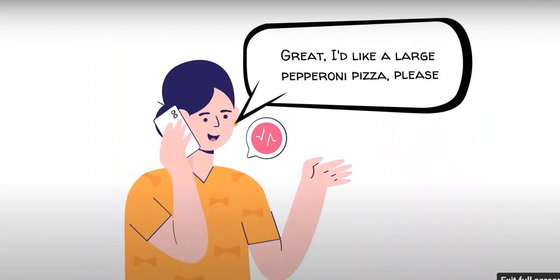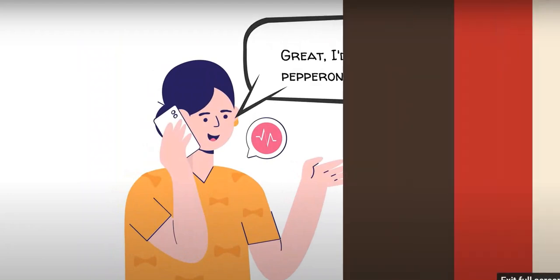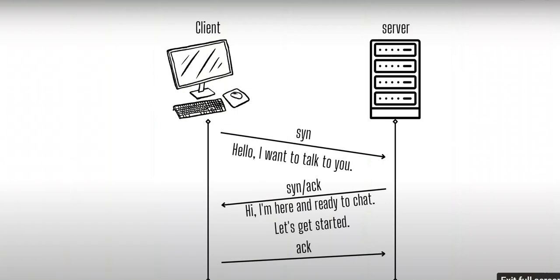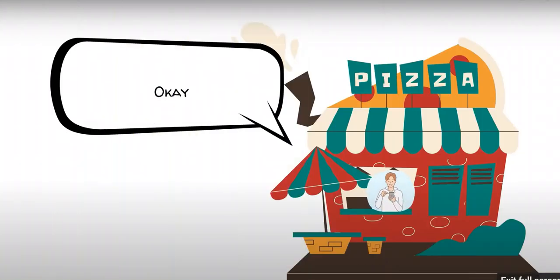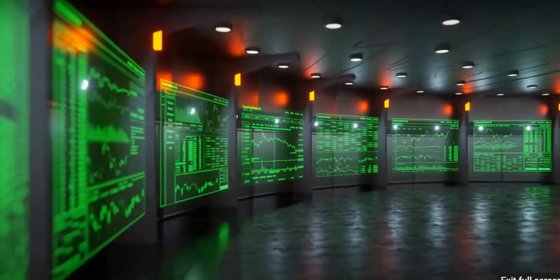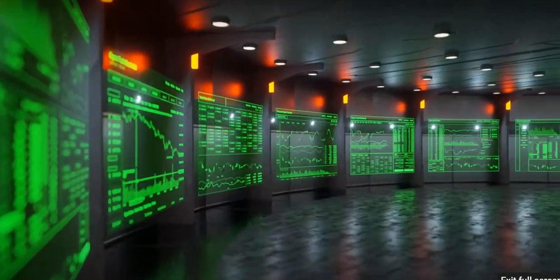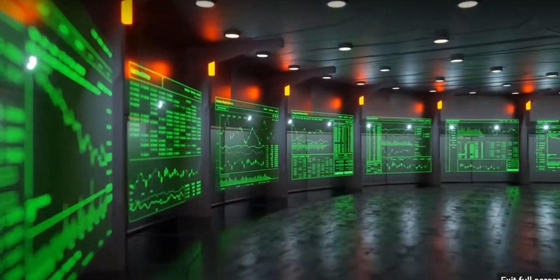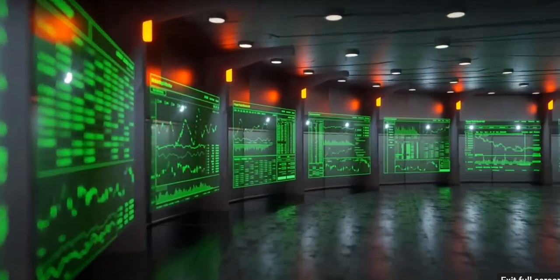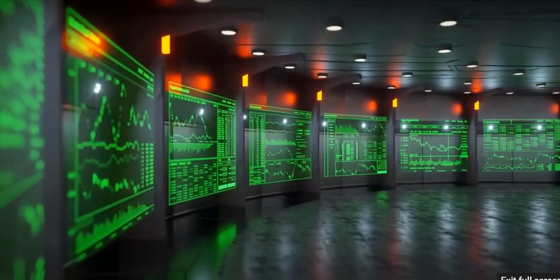You then confirm, "Great, I'd like a large pepperoni pizza, please." This is like the ACK packet where you acknowledge the server's response, confirming that you're ready to proceed with the conversation, or in this case, the pizza order. After this three-way handshake, the pizza place knows you're ready to place your order. Just like in TCP, both the client and server know they're ready to start exchanging data. It's a way of ensuring a smooth and reliable connection before diving into the main conversation or data transfer.